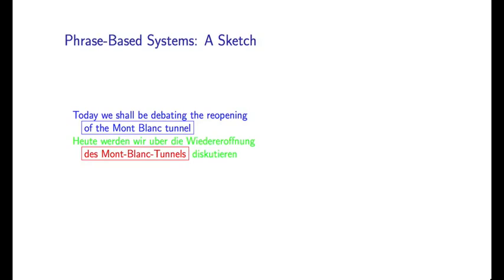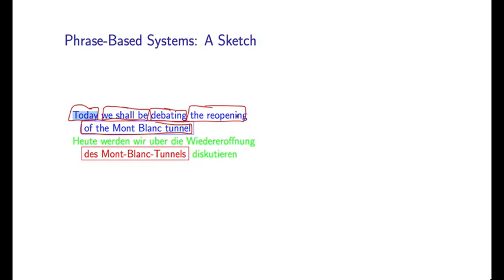So the final translation is: today we shall be debating the reopening of the Mont Blanc Tunnel. And we've done this using a sequence of phrases. Firstly, we had today. Then we had we shall be, and then debating, and then the reopening, and of the Mont Blanc Tunnel. And we've basically derived these phrases using our phrasal lexicon, and we've ordered these phrases in some ordering left to right. So that's just a sketch.